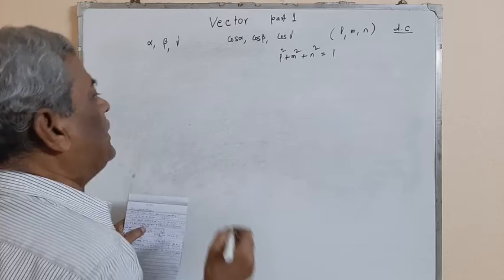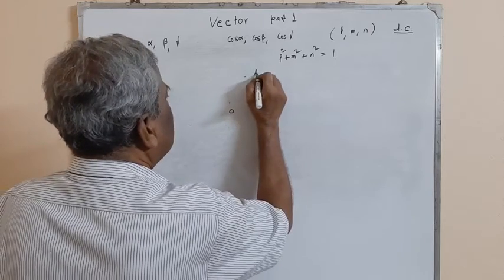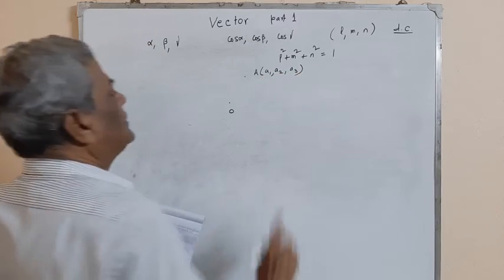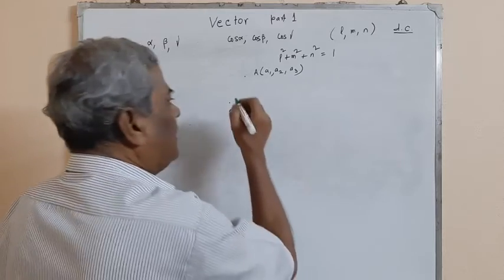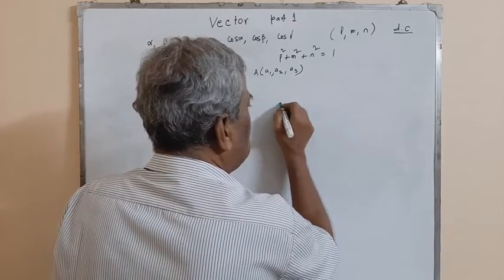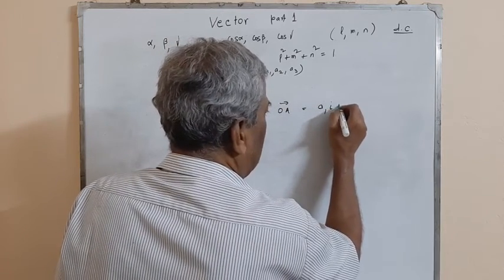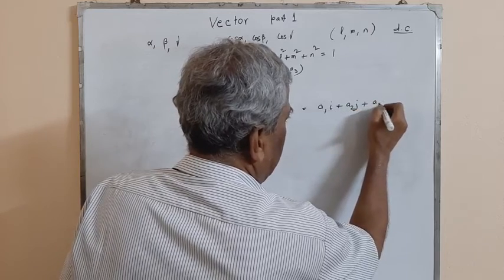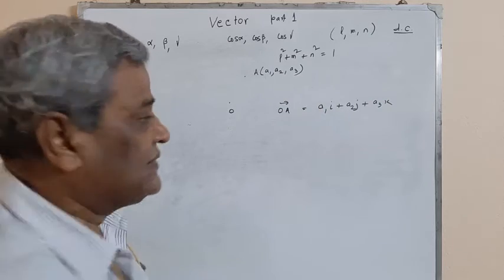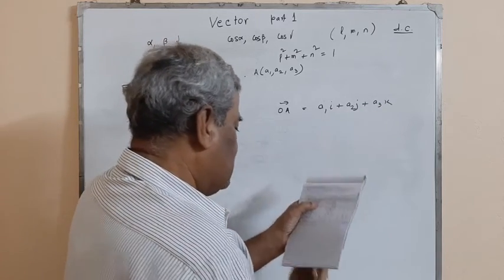The position vector of any point: suppose this is a point A, O is the origin, and A1, A2, A3 is the coordinate of the point A. Then the vector OA, joining O to the point A, is known as the position vector of A, and this is normally A1 I plus A2 J plus A3 K. I, J, K are unit vectors along the axes: unit vector along the x-axis is I, along the y-axis is J, and along the z-axis is K.